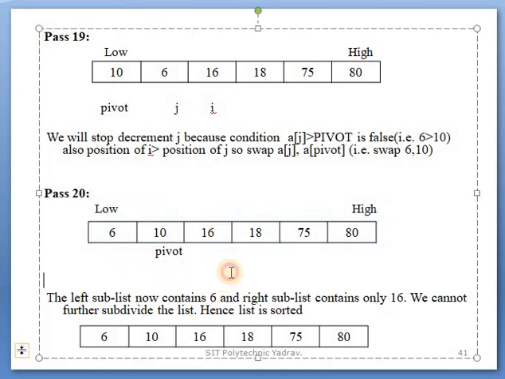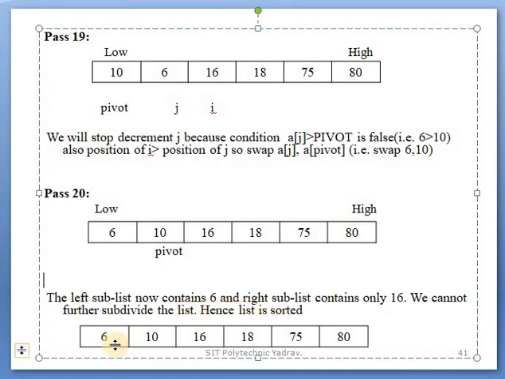Left and right, but 18, 75 and 80 have already occupied their positions, so on the left side there is 6, and on the right side 16. The left sublist now contains 6 and the right sublist contains only 16, because 18, 75 and 80 have already occupied their positions. We cannot further subdivide the list, hence the list is sorted.